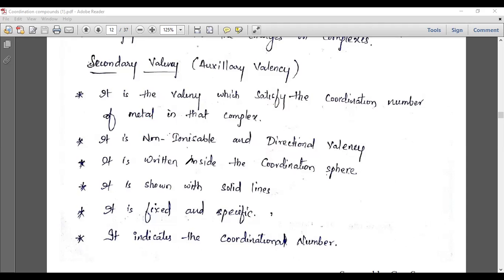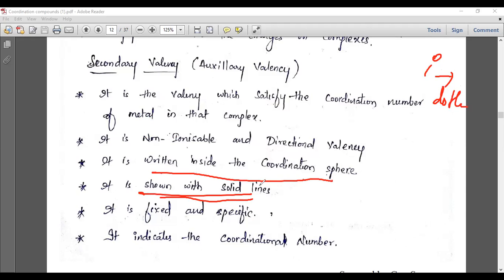Definitely, it is having certain direction, and it is written inside the coordination sphere. It is shown with a solid line. The primary valency will be shown with the dotted lines, but the secondary valency will be shown with the solid lines here, and it is fixed and specific. It will never change. This point you should remember, that it will never change. It is fixed and it is specific.